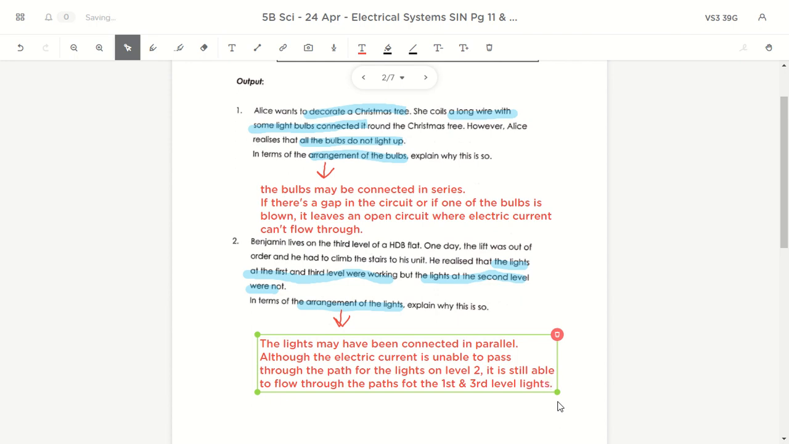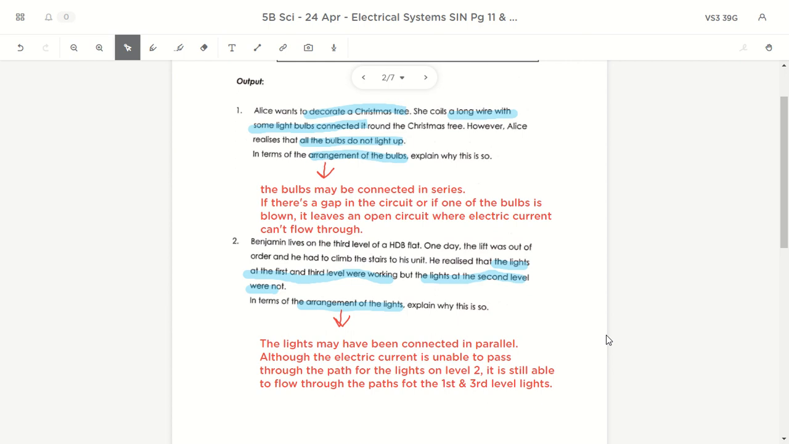Okay, right? So what I'm saying here is that you realize that level 1 and level 3 lights are still working, but level 2 lights are not working. So perhaps they have been connected in parallel. What we mean by that, when connected in parallel, although the electric current cannot pass through the path for the lights for level 2, that's why level 2 is lights out, it is still able to pass through the paths for level 1 and level 3. It's like an alternate path.